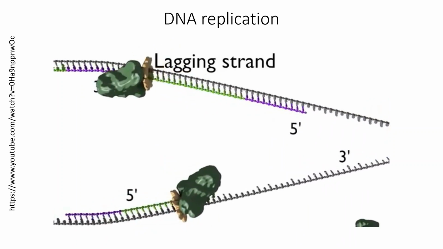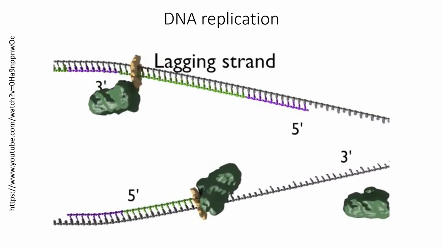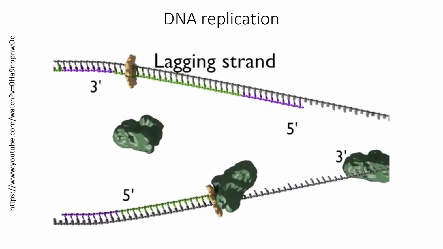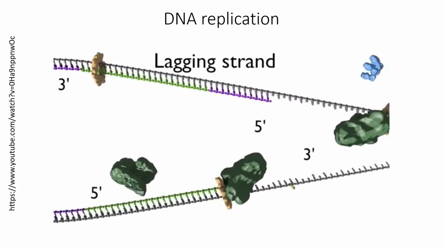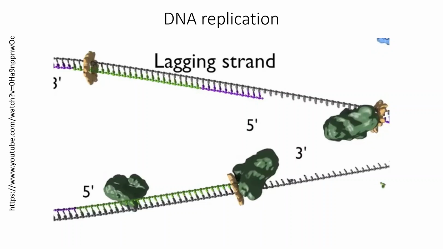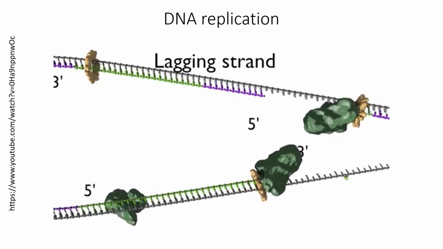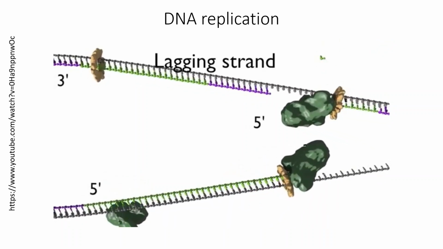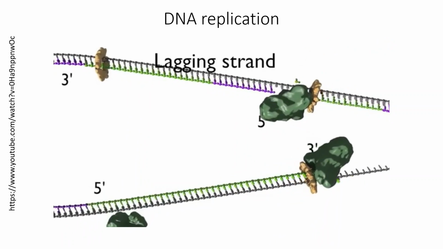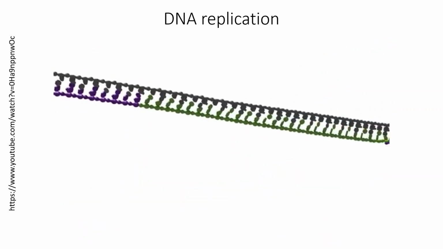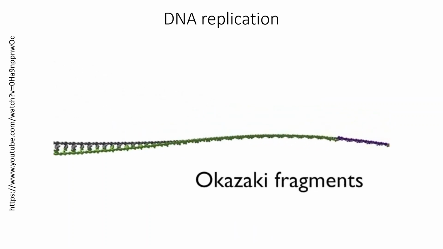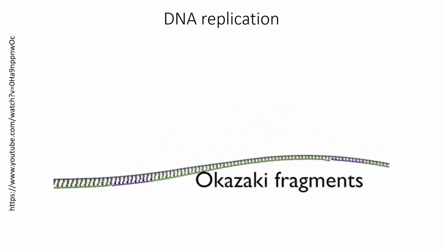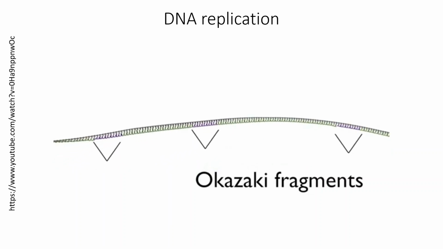After synthesizing this short stretch of DNA, the polymerase then dissociates and a new polymerase binds at the fork to elongate the next RNA primer. So priming and elongation are happening repeatedly on the lagging strand as the replication fork moves along the DNA. Synthesis is discontinuous. The short stretches of DNA that are made on the lagging strand are called Okazaki fragments after their discoverer. During the course of replication, these fragments are stitched together.